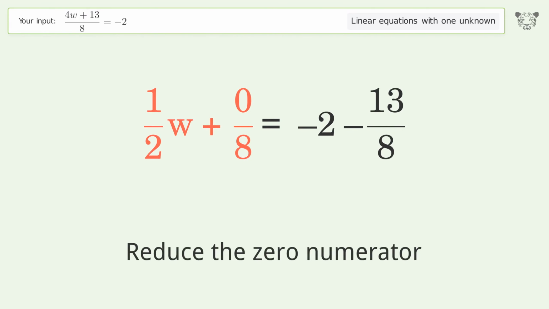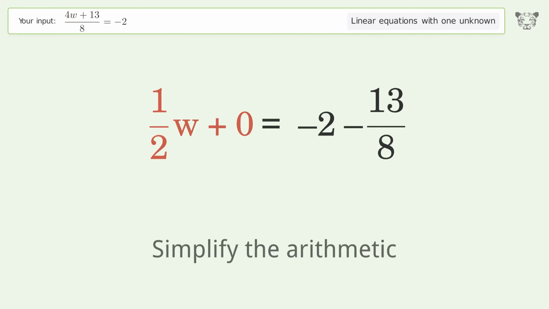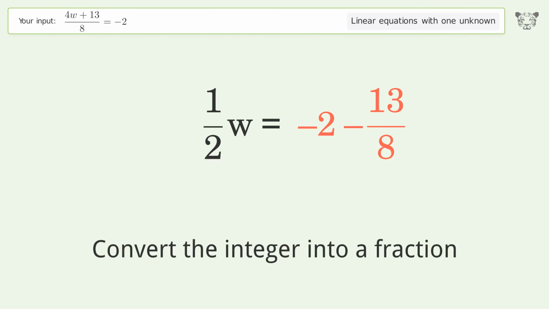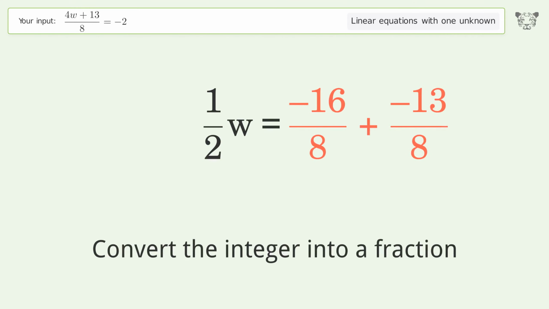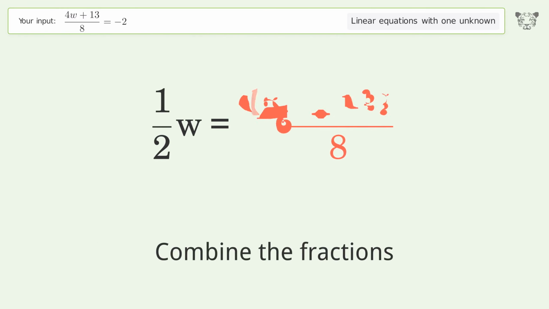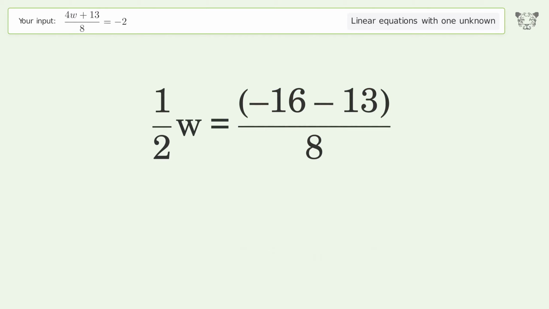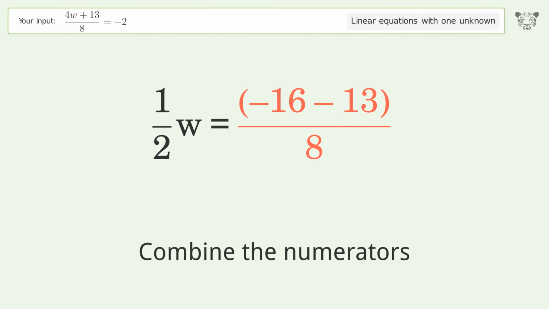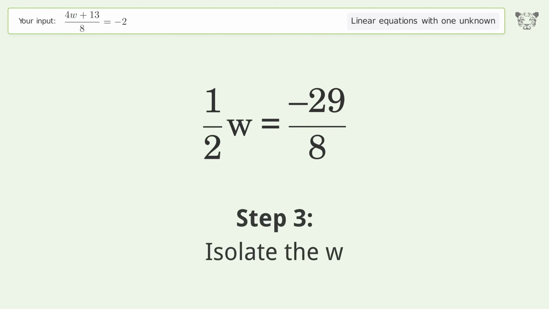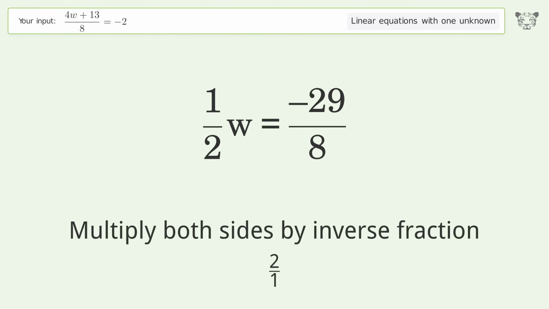Reduce the zero numerator. Simplify the arithmetic. Convert the integer into a fraction. Combine the fractions. Combine the numerators. Isolate the w. Multiply both sides by inverse fraction 2/1.